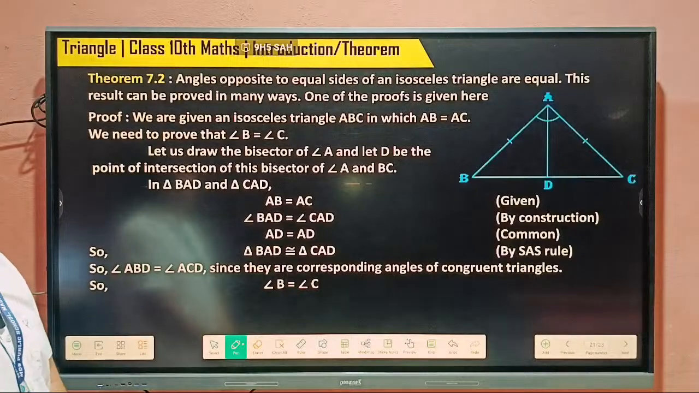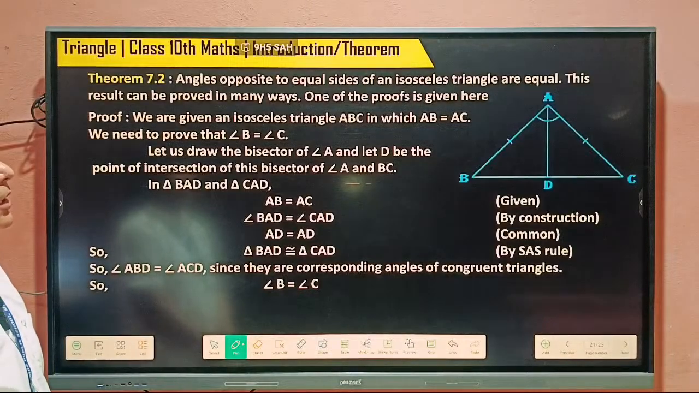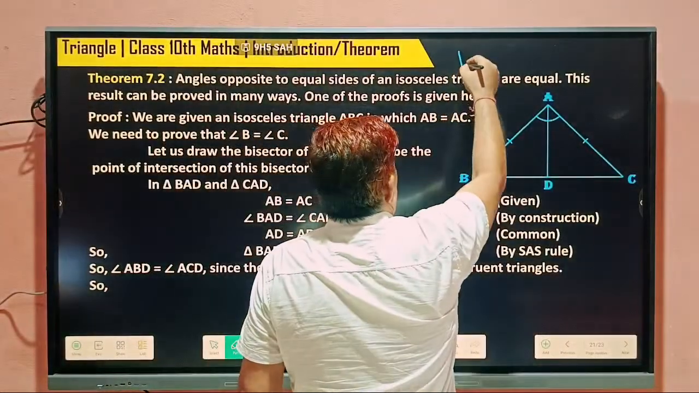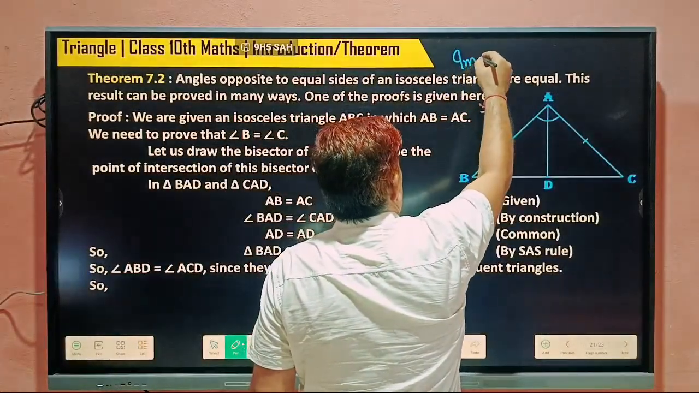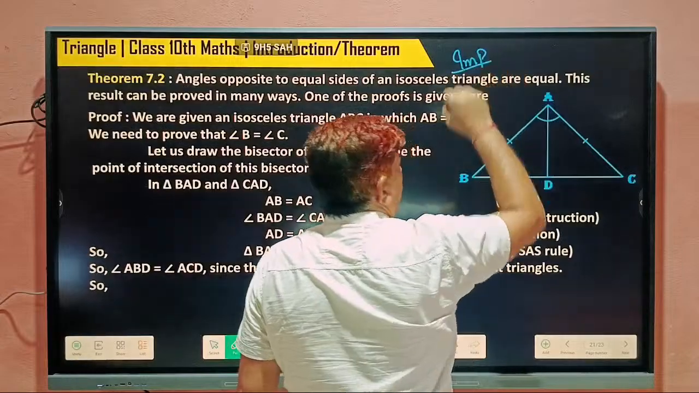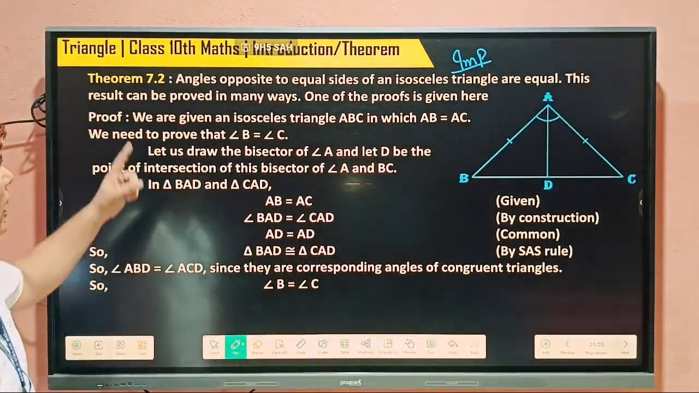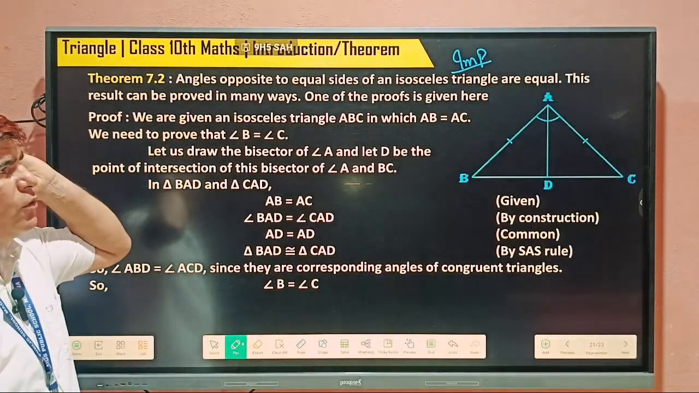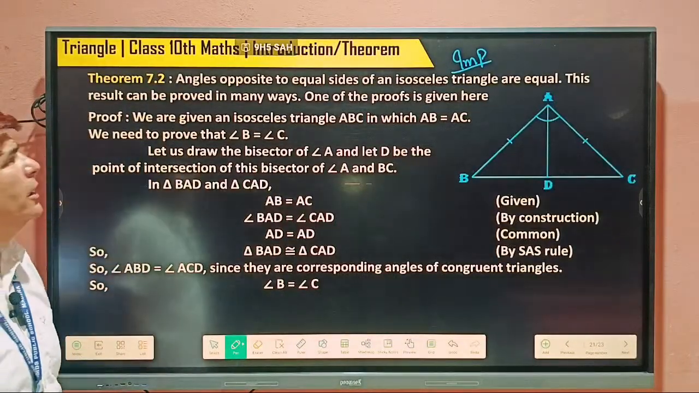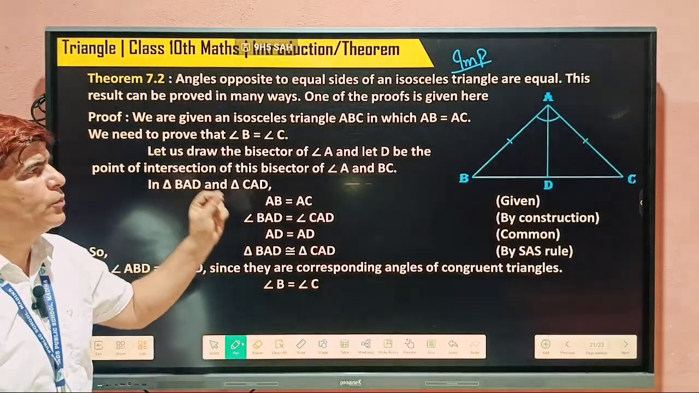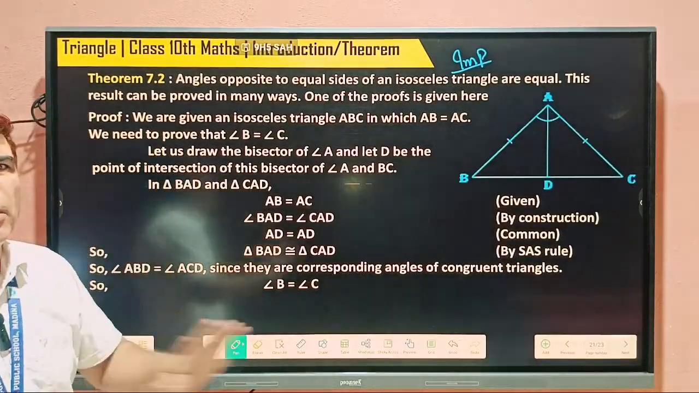Angles opposite to the equal sides of an isosceles triangle are equal. Important this. Not from the exam point of view, but many times we use it. Saying angles opposite to the equal sides of an isosceles triangle are equal. This result can be proved in many ways. One of the proofs is given here.